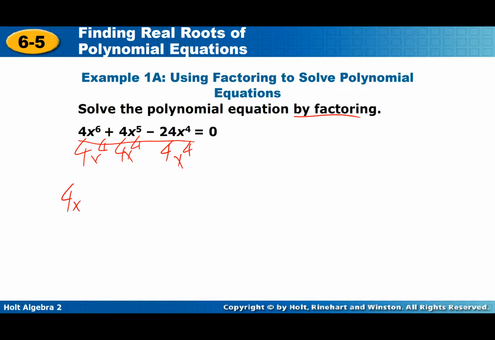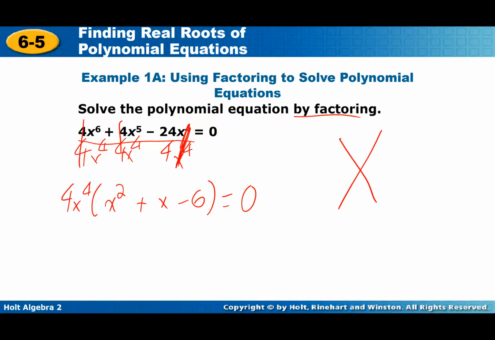So I factor 4x to the 4th out. And when I do that, those will cancel and leave me with an x squared. These will cancel and leave me with an x. And the x to the 4th cancel, and negative 24 over 4 is negative 6. So when I factor out a GCF, I'm left with x squared plus x minus 6. But now this x squared plus x minus 6 is still factorable.